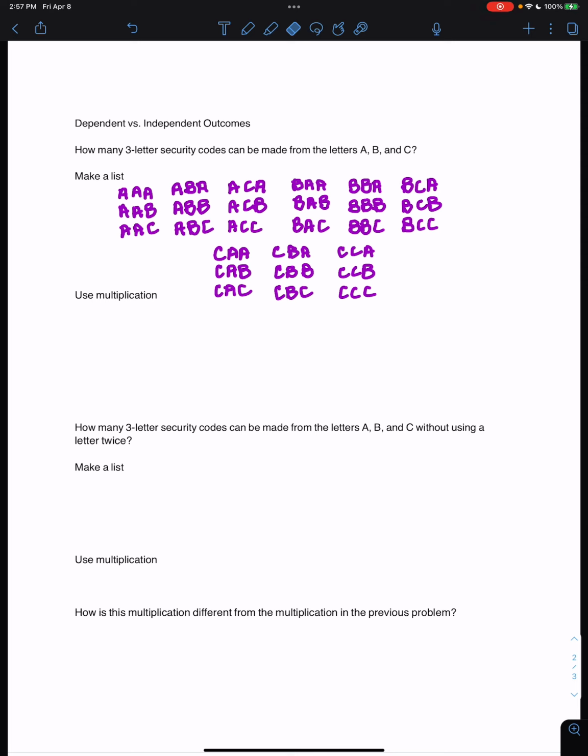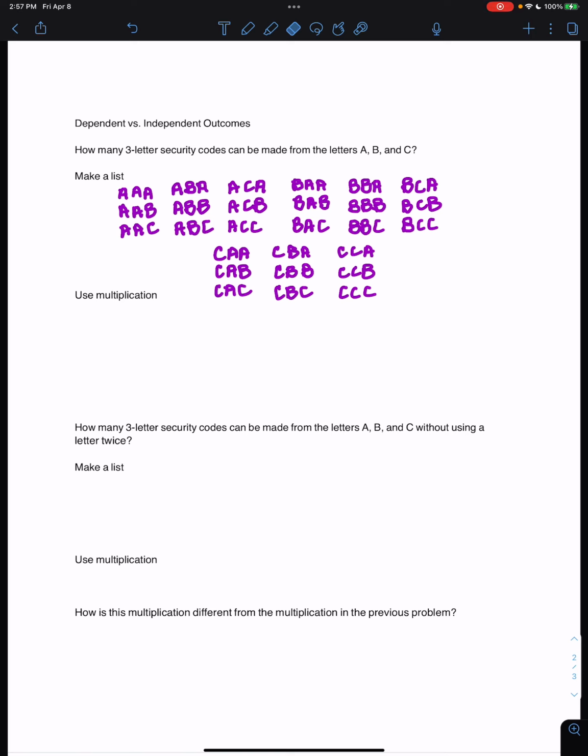Likewise, in this problem, where I am asked how many three-letter security codes can be made from the letters A, B, and C, I am not making the first selection depend on the second one, depend on the third one. I could draw a tree diagram for this, but instead I just made a list. I made a list of all of the possibilities of using letters A, B, and C.